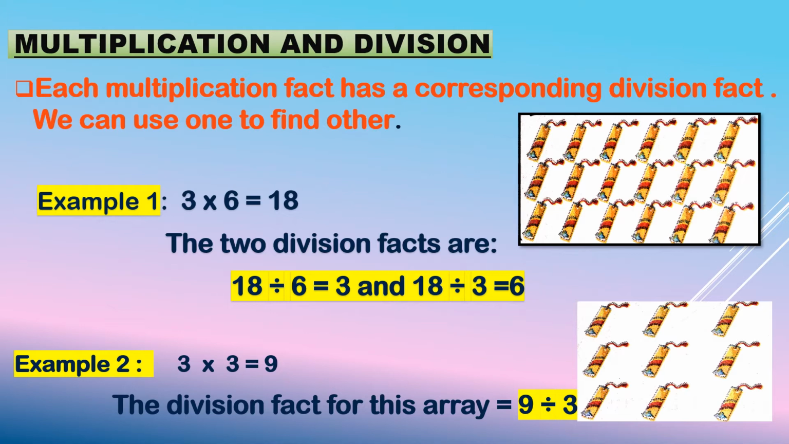Now let us consider another example. This is an array of 3 groups of 3. It means 3 into 3 equal to 9. The division fact for this array is 9 divided by 3 equal to 3. It means if you multiply any two same numbers, you will get only one division fact.